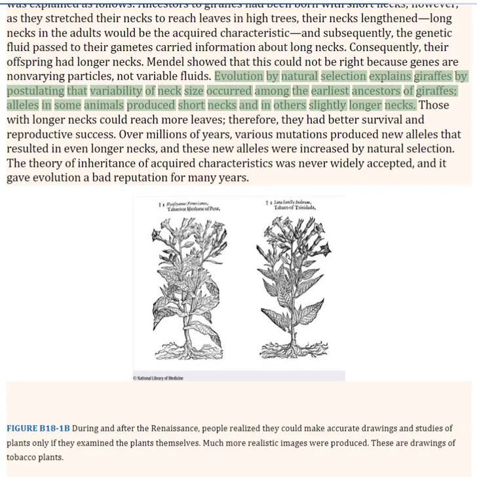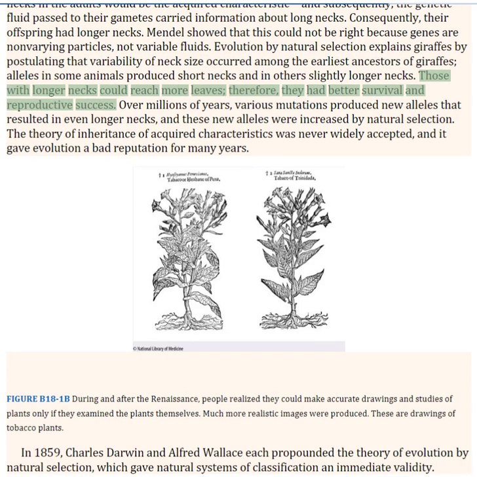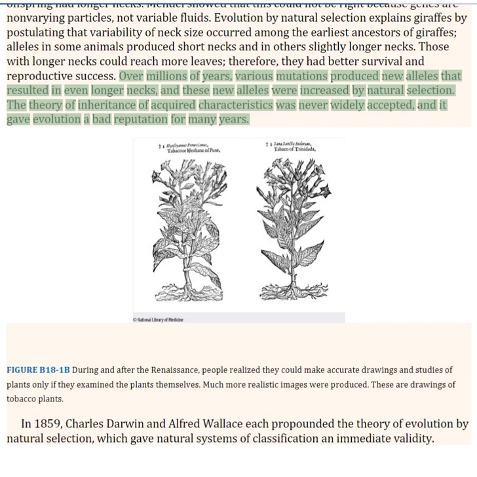Evolution by natural selection explains giraffes by postulating that variability of neck size occurred among the earliest ancestors of giraffes. Alleles in some animals produced short necks and in others slightly longer necks. Those with longer necks could reach more leaves, therefore, they had better survival and reproductive success. Over millions of years, various mutations produced new alleles that resulted in even longer necks, and these new alleles were increased by natural selection. The theory of inheritance of acquired characteristics was never widely accepted, and it gave evolution a bad reputation for many years.